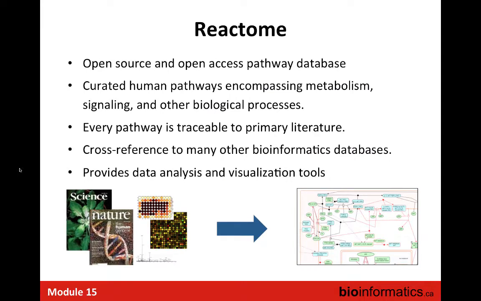So Reactome, in difference to KEGG, is open source, open access. All of the data, websites, all the data sets we generate are open source, open access. We focus on the curation of human pathways, encompassing all areas of pathways, you know, metabolism, signaling, and other biological processes like the cell cycle and so forth. Every pathway is traceable back to the primary literature. You can make the same comments about Wiki Pathways and KEGG. And like all other databases, we extensively cross-reference to other data resources, so that if you identify a gene in a study, you understand it's in a pathway, but you don't know much more about it, you can click to a whole host of NCBI and EBI-based resources.